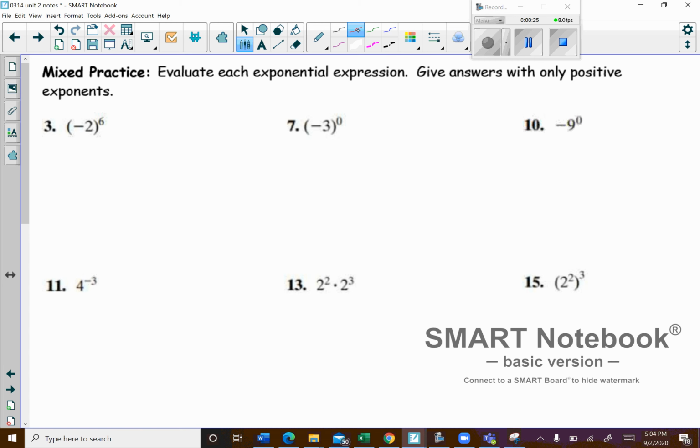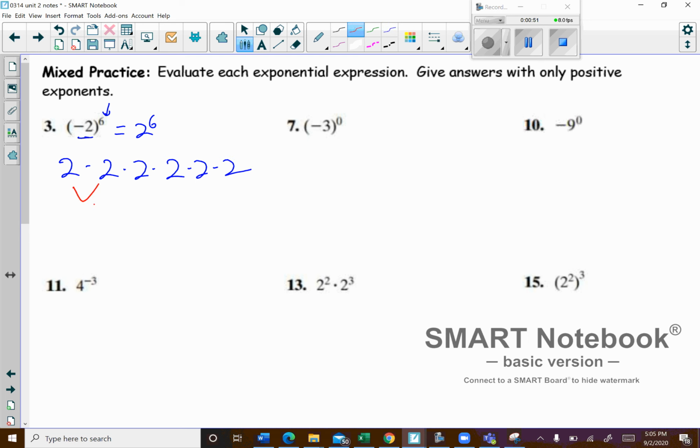Okay, so these first couple ones really aren't too bad. These are just basic ones. And so negative 2 to the power of 6, since this is an even power, really you can just look at this as 2 to the power of 6. If you do, great. If you don't, that's fine. You'll maybe just cut down the chance that you accidentally get a negative result. So let's see, 2 times 2 times 2 times 2 times 2.